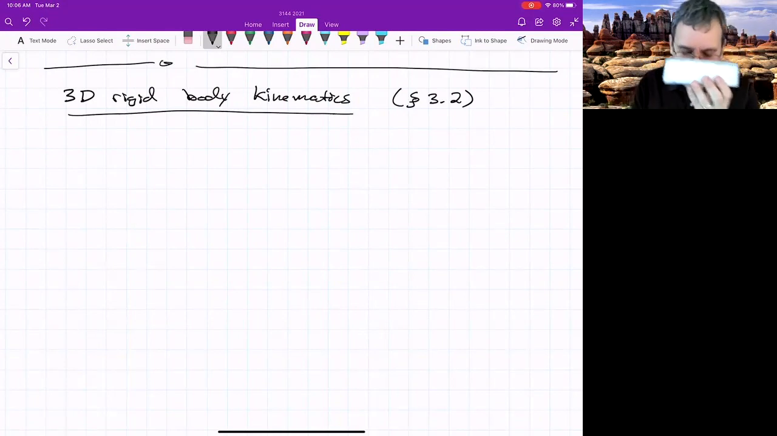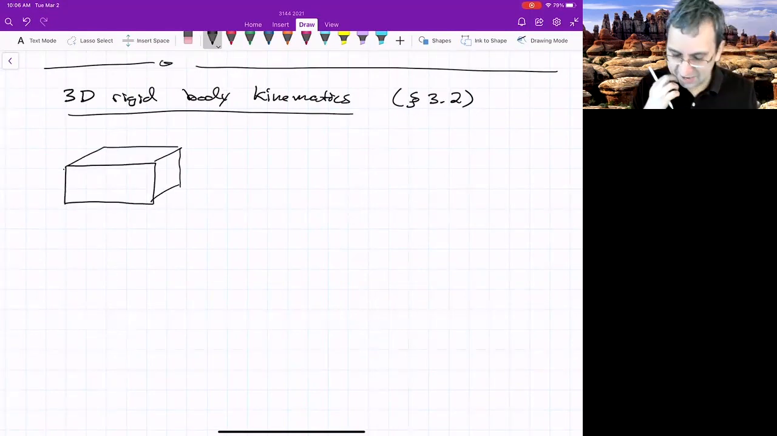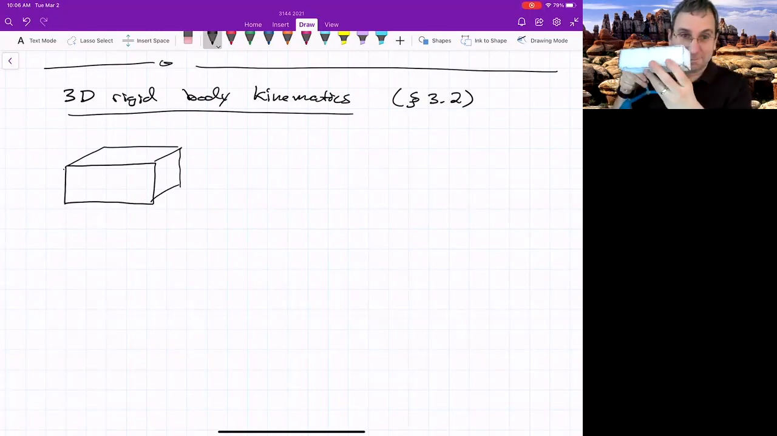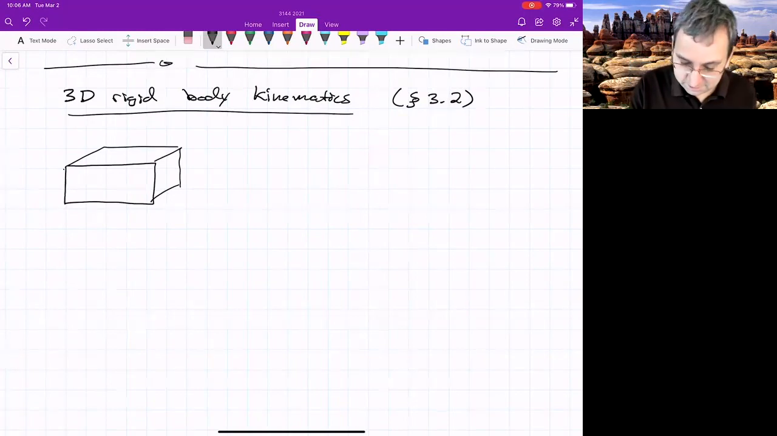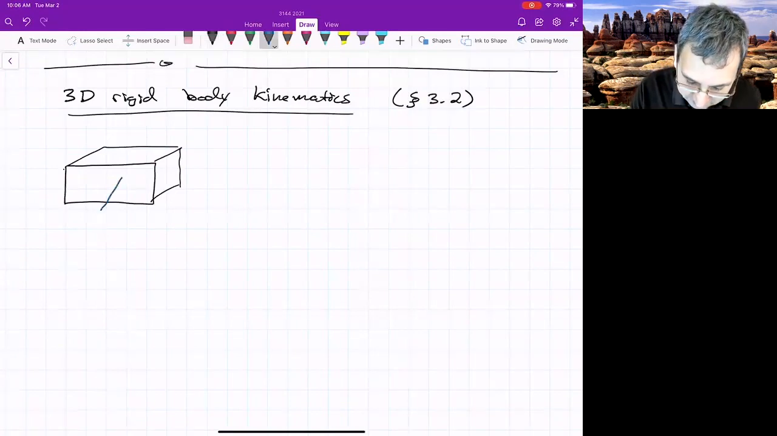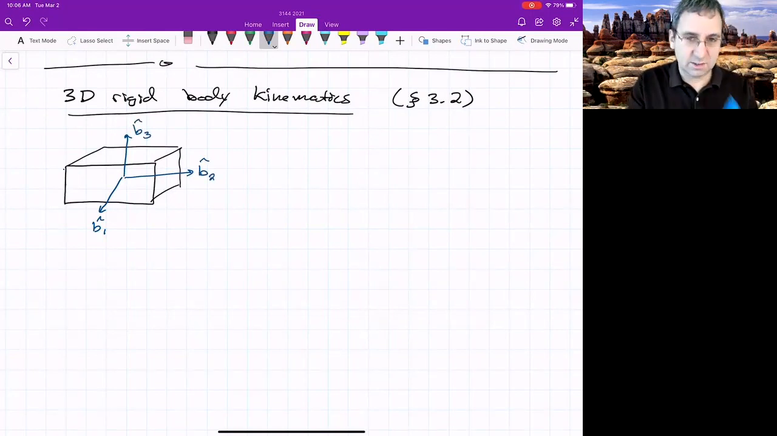So the way I like to think of it is, we've got a rigid body. So here's a rigid body. And in the frame of the rigid body, we attach some kind of B1, B2, and B3 directions. And maybe we pick things that make sense. Like if this was some kind of rectangular box, we'd have B1, B2, and B3, and pick them to be perpendicular to each of the faces, just so it's nice and conceptually easy.